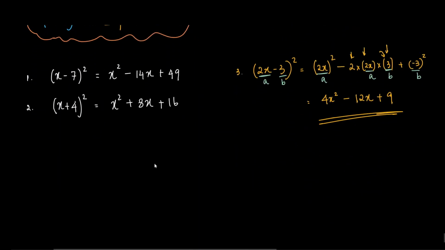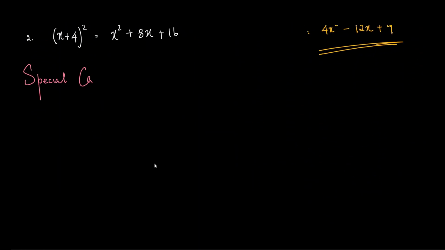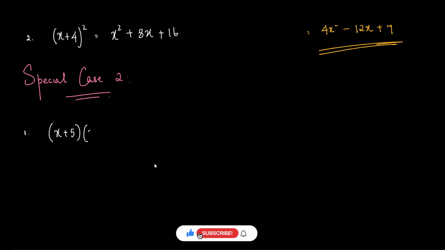Now let's have a look at special case 2. Special case 2 is when you multiply two brackets binomially, but one bracket is a conjugate of the other. Now what does conjugate mean? The conjugate of a plus b is going to be a minus b. So conjugate is just that the second term will switch its sign. Let's have a look at an example. x plus 5, x minus 5 has the same two terms, x and 5, but in one case it's adding, in the other case it's subtracting.